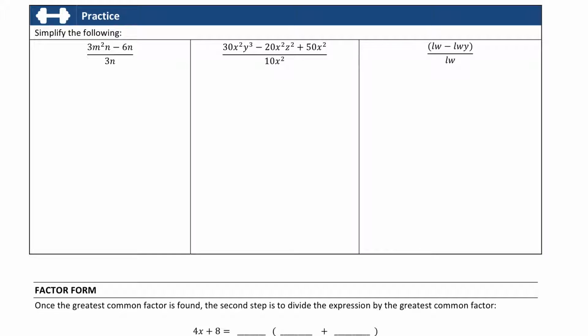Okay, time to do some practice. Why don't you folks pause the video, try out these 3 examples, this, and this, and once you're done, play it back and check your solutions.